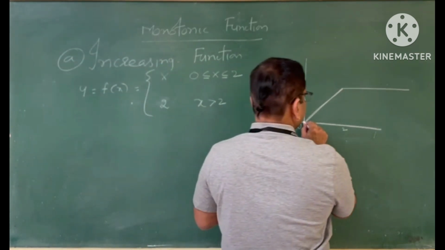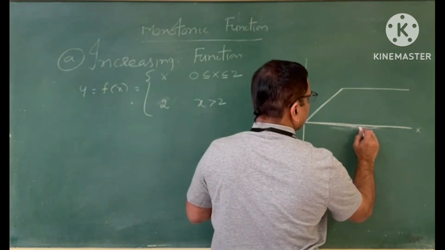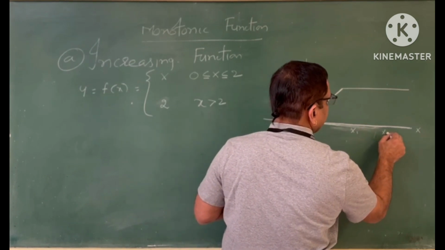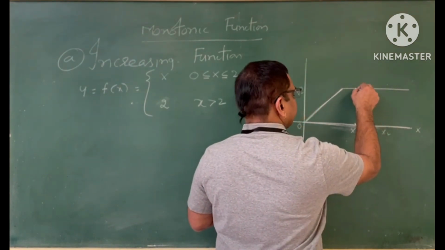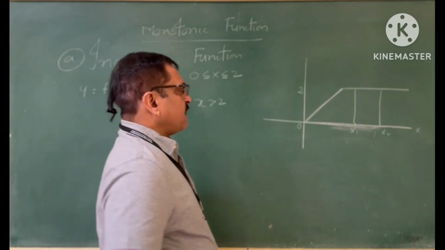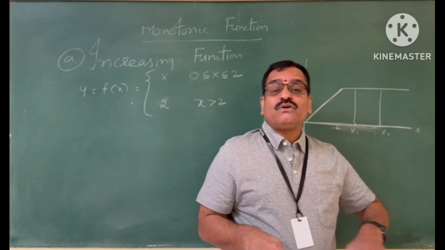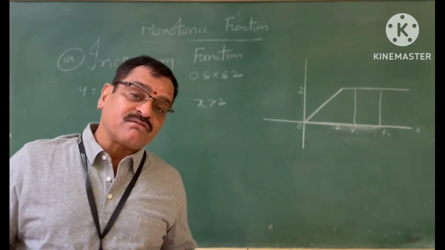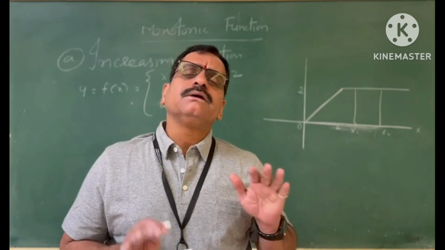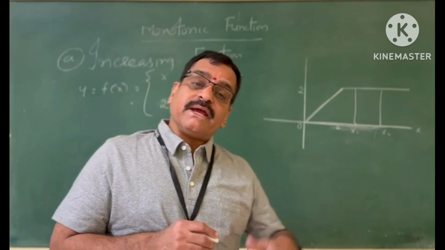Now, if you observe carefully, if I take my x1 here and my x2 here, now f of x1 is equal to f of x2. That means this function up to 2 is an increasing function, after that it becomes a constant function. So it is not completely increasing function. So this type of functions are called just increasing function. Whereas the earlier one is called strictly increasing function.